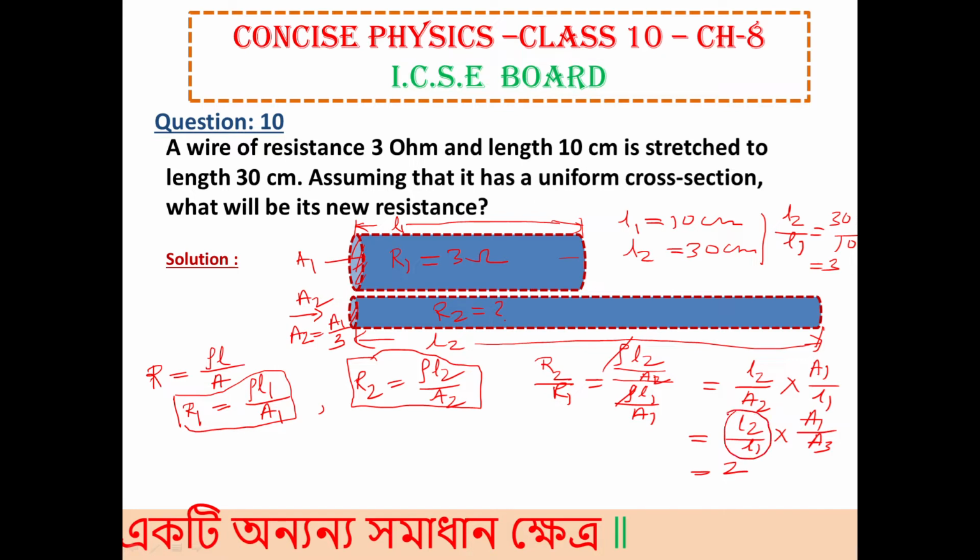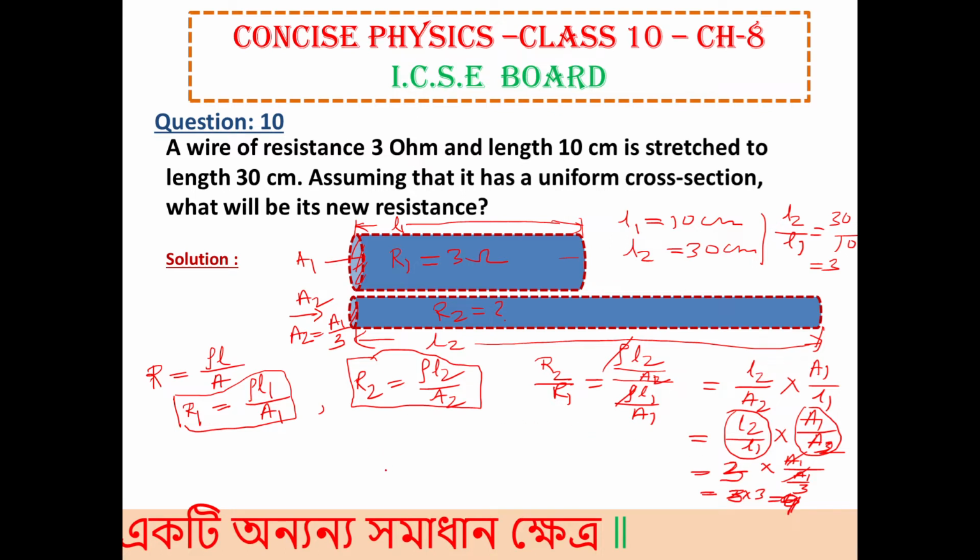This is L2 by L1, and this portion is how much? A2 will be what? A1 by 3. So A1 gets cancelled. So this is coming 2 into 3, it is 6. No, L2 by L1 is 3. I've written something wrong. So it is 3 into 3, so it's coming 9.